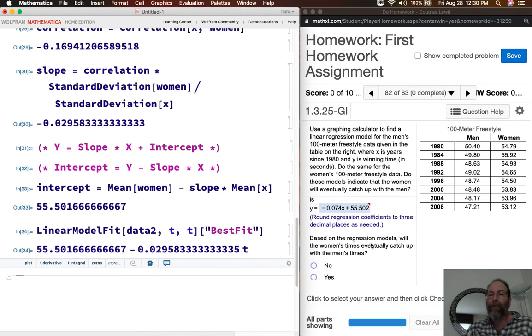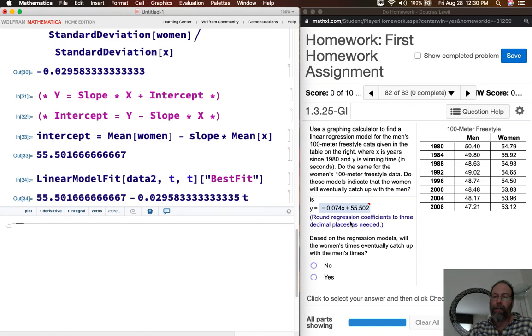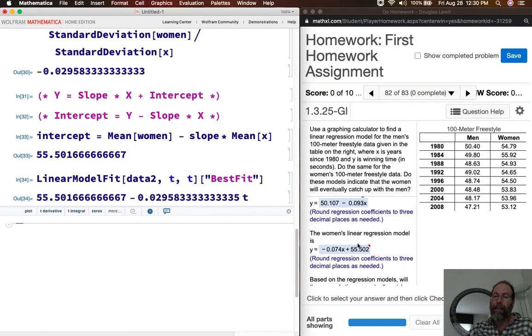Based on these equations, based on the regression models, will the women's times eventually catch up with the men's times? Well, that's okay. Let's graph the equations. We're going to graph these equations. I think this equation's a little bit wrong, but okay, we're going to use it anyway. Okay, so let's graph these.